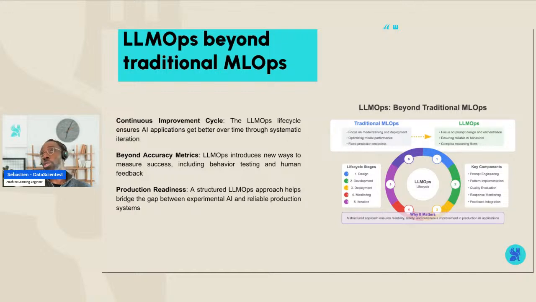LLMOps focuses on prompt design and orchestration, while MLOps focuses on model training and deployment. So we will train a deep learning or a machine learning model, and decide to deploy it or not. LLMOps ensures reliable AI behavior. Through the LLMOps methodology, we want to master or frame the behavior of the model, because the model can go in lots of different directions.